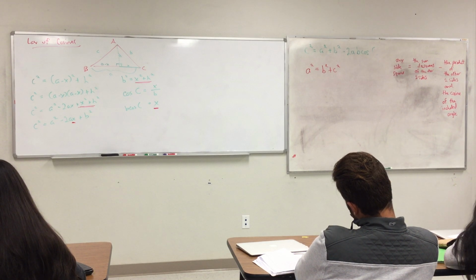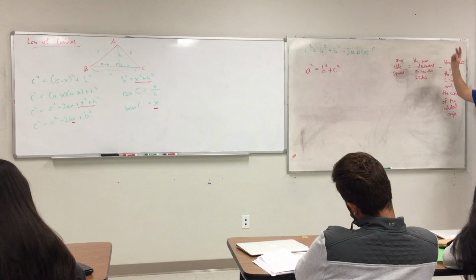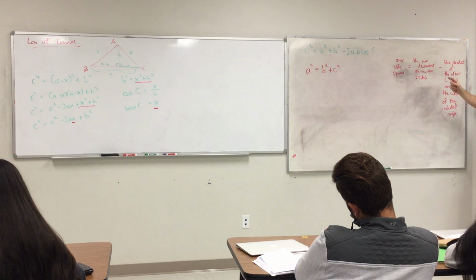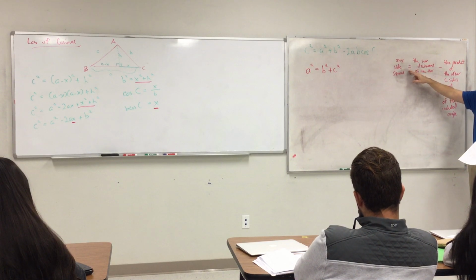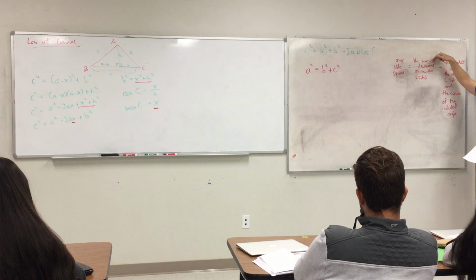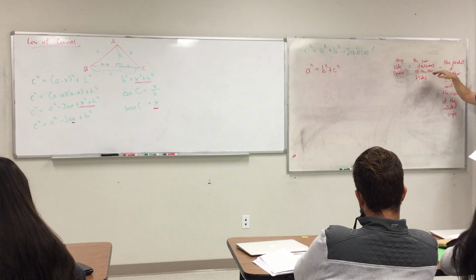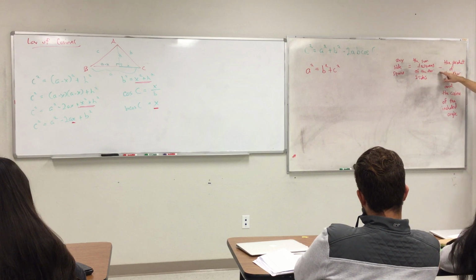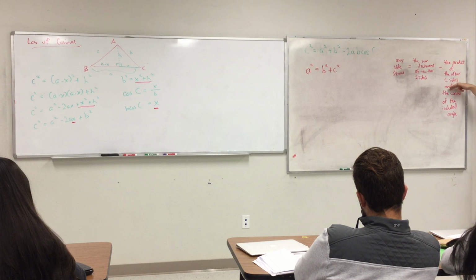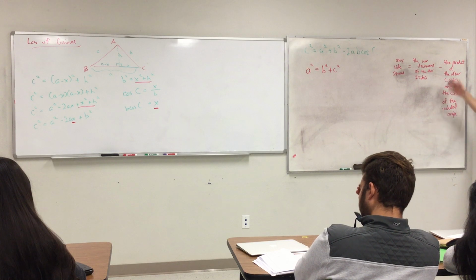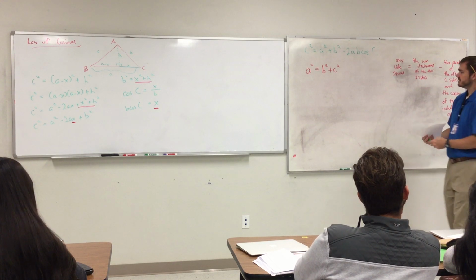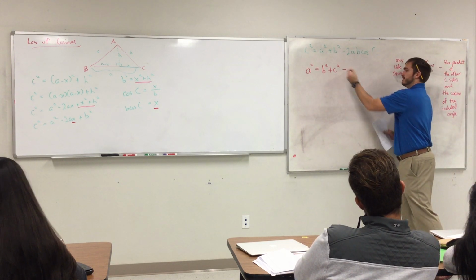Beautiful, beautiful. Music. All together now. We'll say it as a group. Ready? 1, 2, 3. Any side squared equals the sum of the squares of the other two sides minus the product of the other two sides and the cosine of the included angle. Amen. Minus.